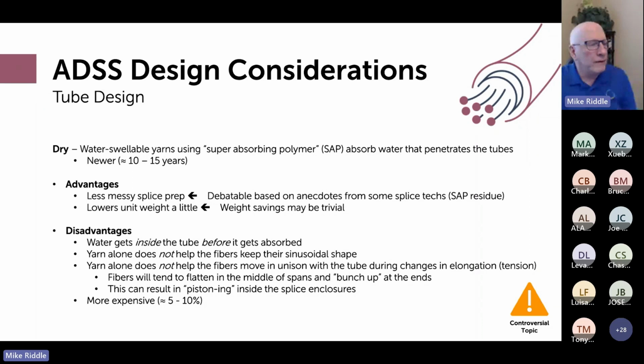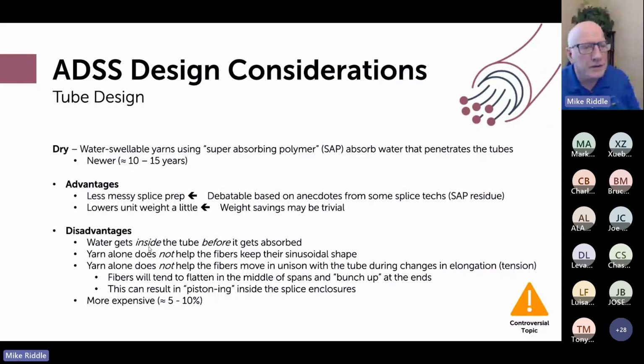If you have nothing in there, there's nothing to help the fibers move in unison with what's going on with the tube. And what you've effectively experienced in the cable is that the fibers over time will tend to flatten in the middle of spans and bunch up at the ends. And what happens then is they tend to push out from the ends into your splice enclosures.